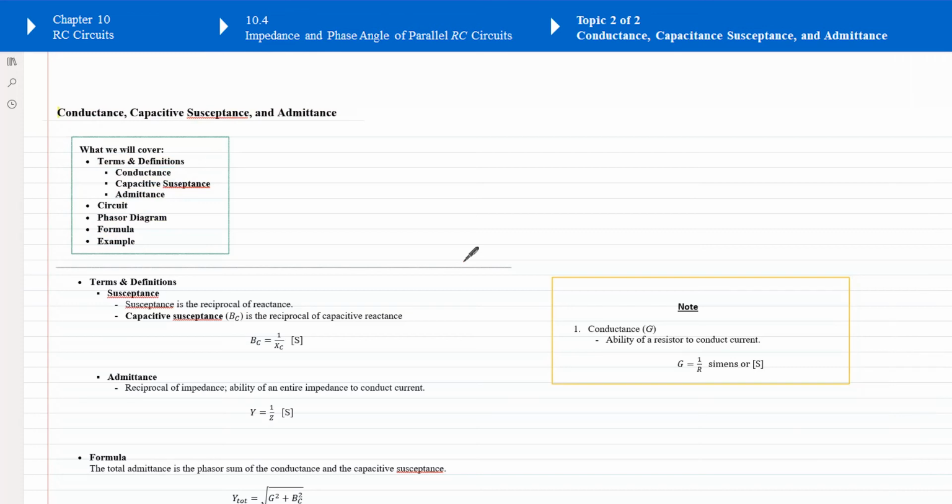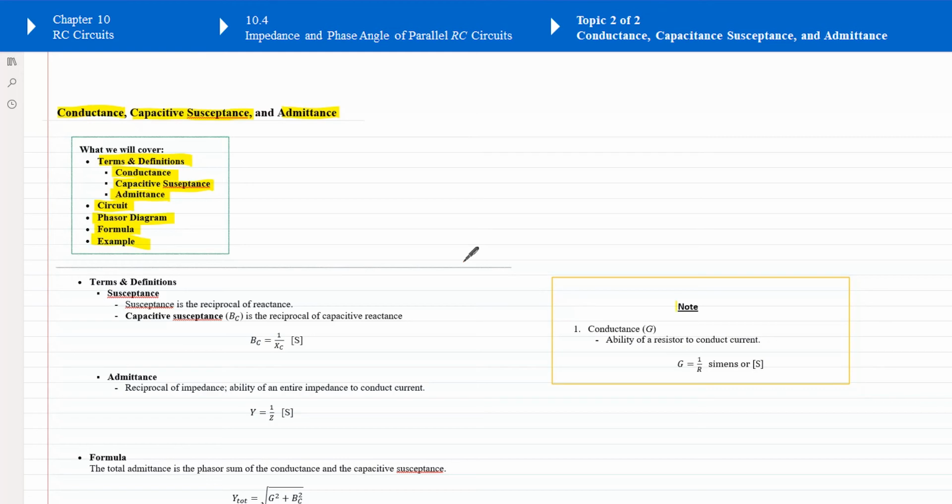This lesson we learn conductance, capacitive susceptance, and admittance. We're going to cover the terms and the definitions first. That includes conductance, capacitive susceptance, admittance. We have circuit, phasor diagram, formula, and at the end we have one example.